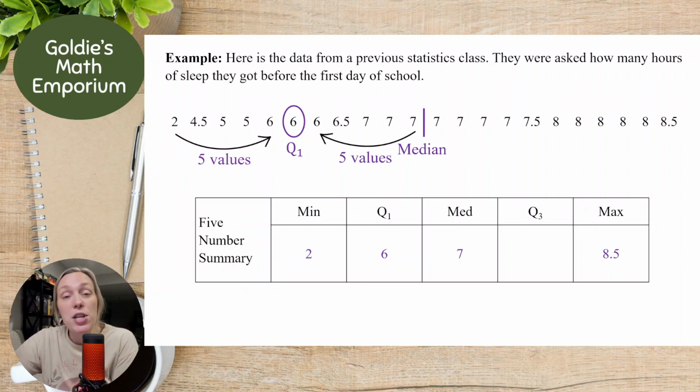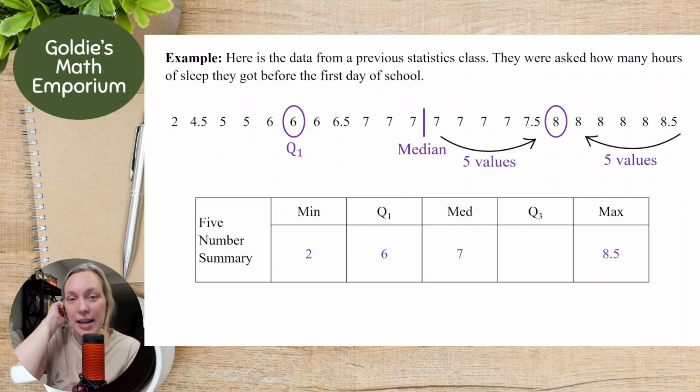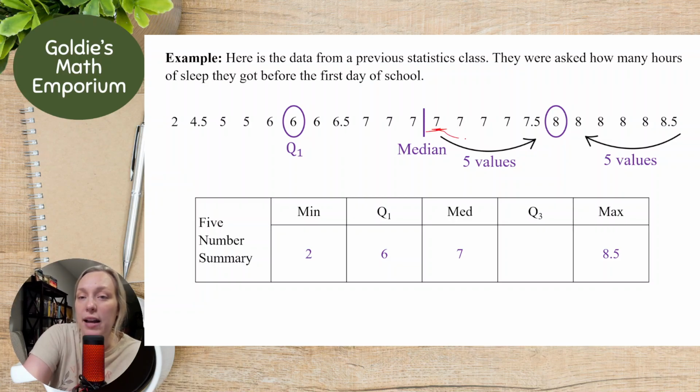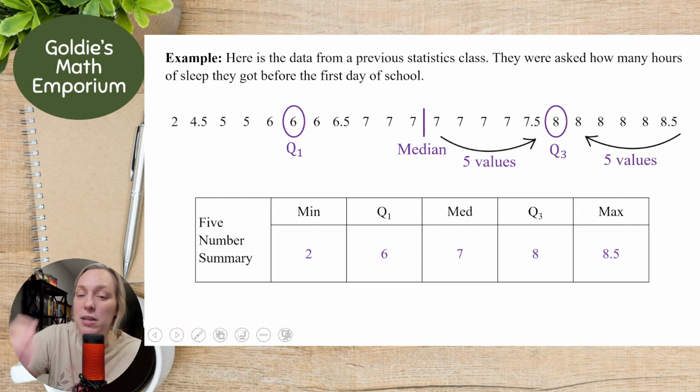And then Q3 is going to be found by finding the middle of the right side of the median, okay? Again, not including the median value itself. So in this case, we start here and we count 5 values. And then we start here and we count 5 values. And this is our middle number, 8, and that's going to be our Q3.